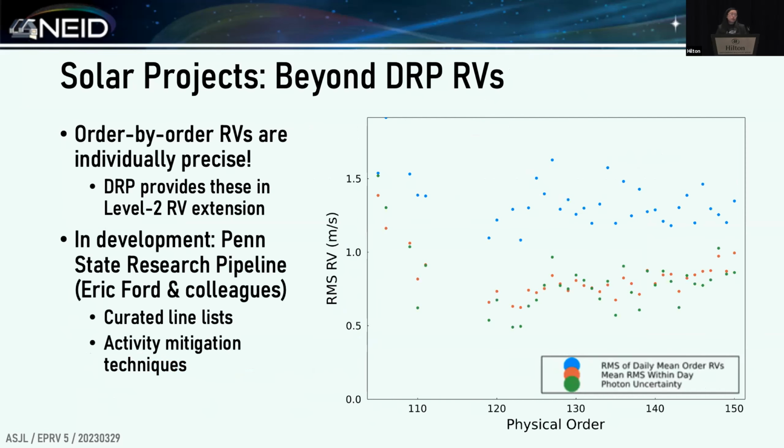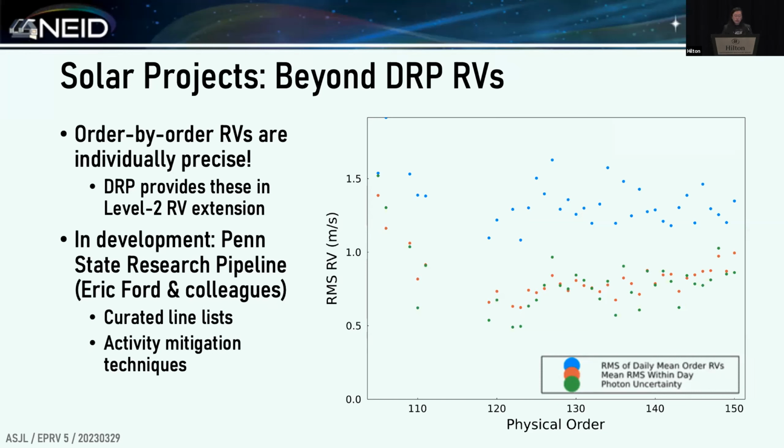And so I would like to quickly highlight as well a couple of the current solar projects that people are working on. We've already heard from Jared and other people that people are using this data to great effect. But I wanted to highlight a couple more projects that people at Penn State are working on. So Eric Ford and colleagues at Penn State are developing a research pipeline for the NEID solar data that goes beyond the standard NEID DRP, and we're using curated line lists and trying to apply activity mitigation techniques, et cetera.